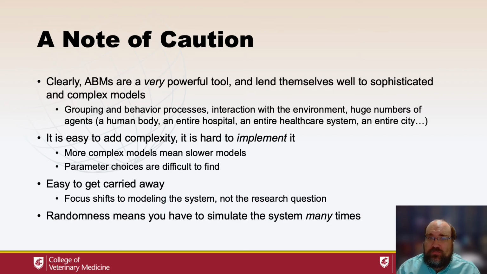But this is also very, very complicated. These lend themselves well to very sophisticated and complex models, but you can often get a little bit carried away with this. It's very easy to add complexity, but it's hard to implement it. More complex models mean slower models, and parameter choices are often difficult to find. For example, the probability of wearing a mask, now you need to know that. And you need to know that based on other things you're interested in. You need to know the distribution that comes from, things like that.